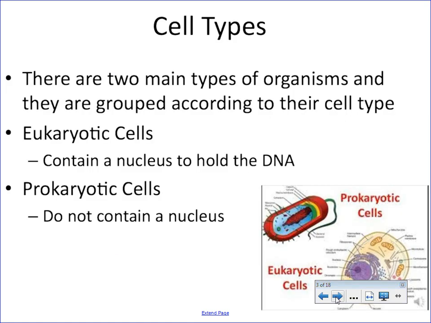So there are two main types of organisms here on Earth, and they can be grouped according to their cell type. Cells can be classified as a eukaryotic cell or a prokaryotic cell. Eukaryotic cells contain a nucleus that will hold the DNA for the cell. Prokaryote cells do not contain a nucleus, but do contain DNA that is not stored within a nucleus. Prokaryotic cells can also be considered bacteria, or go by the name bacteria.